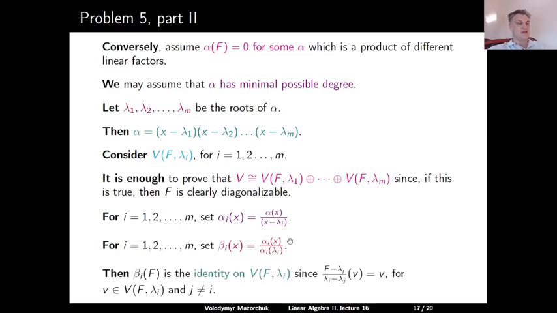First of all, it is the identity on the eigenspace for f with eigenvalue lambda I. By definition, beta I is a product of factors of the form x minus lambda j divided by lambda I minus lambda j. But if we plug in f instead of x in this factor and evaluate at an eigenvector with eigenvalue lambda I, the scalar which we get will be lambda I minus lambda j divided by lambda I minus lambda j, which is 1. So beta I of f acts as the identity on the eigenspace of f with eigenvalue lambda I.